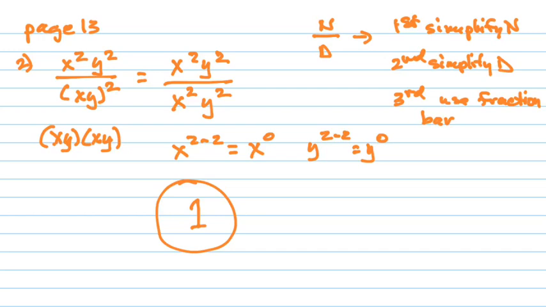Anything divided by itself makes a what? 1. Do you always have to write the ones? No. That's what's really happening. Cancel gives you the idea that things just go away. Nothing ever just goes away. Right? It can turn into a 1 which you don't need to write.